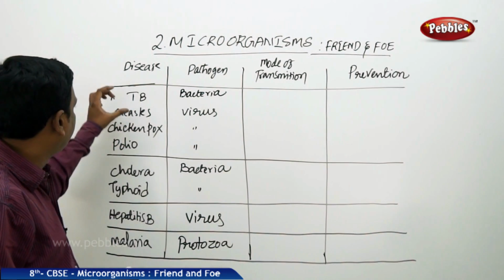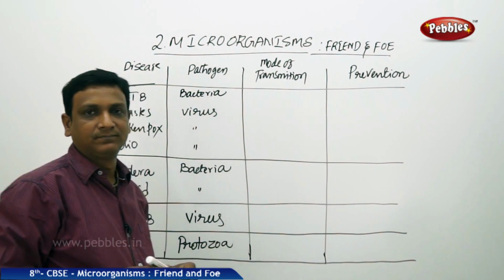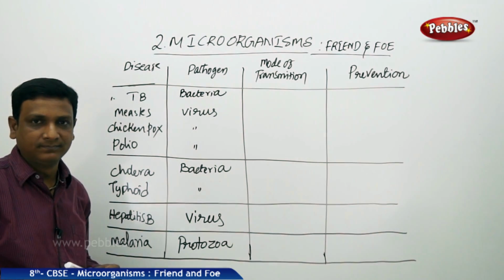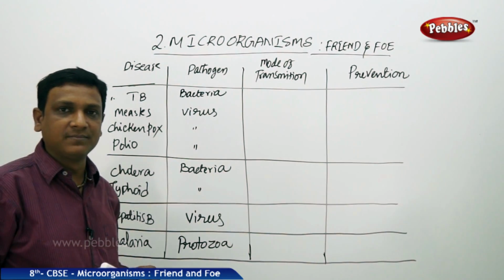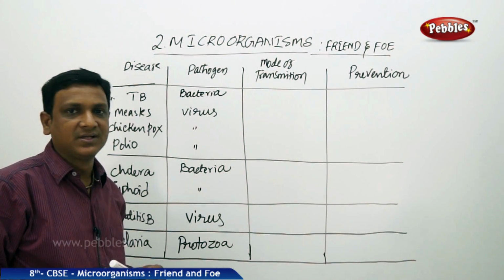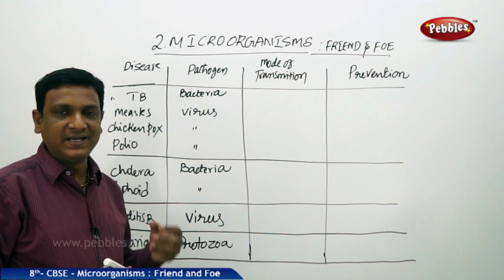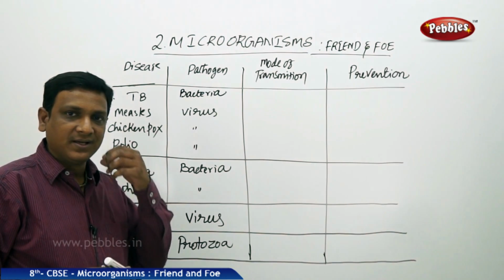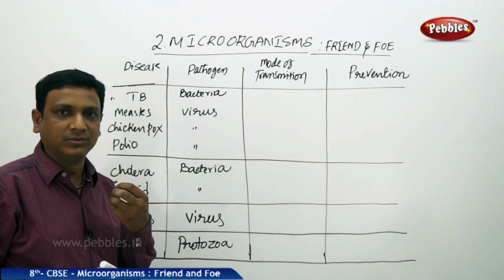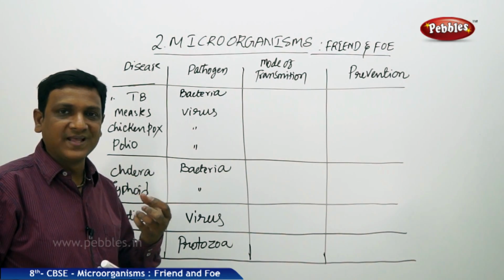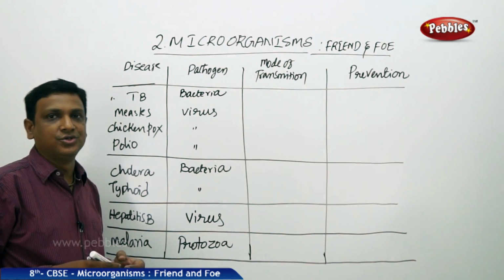This TB, tuberculosis, is caused by bacteria, and it spreads by physical contact. Say if any person is suffering from tuberculosis, when he is sneezing, coughing or spitting, if the spit particles come in contact with our nose or mouth, or fall on the food, and enter our body, the disease causing organisms enter our body and may cause tuberculosis.